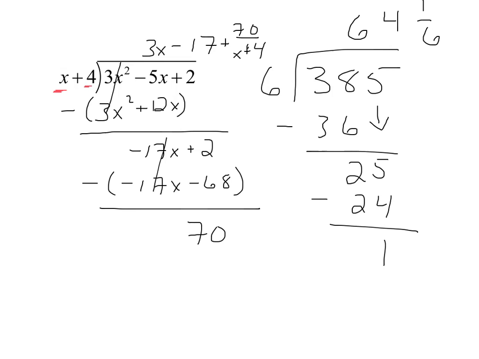Same as we did over here, it turned into 64 and 1/6. This turns into 70 over the thing you were dividing by, x plus 4.